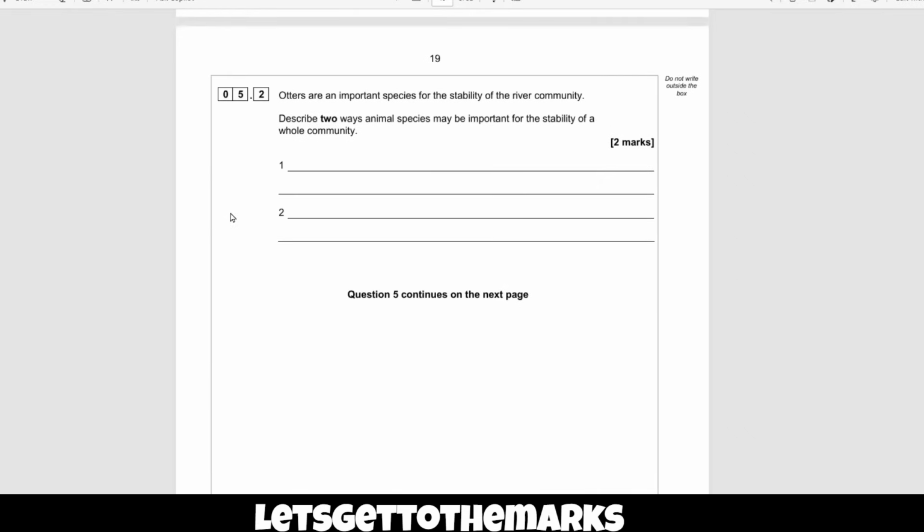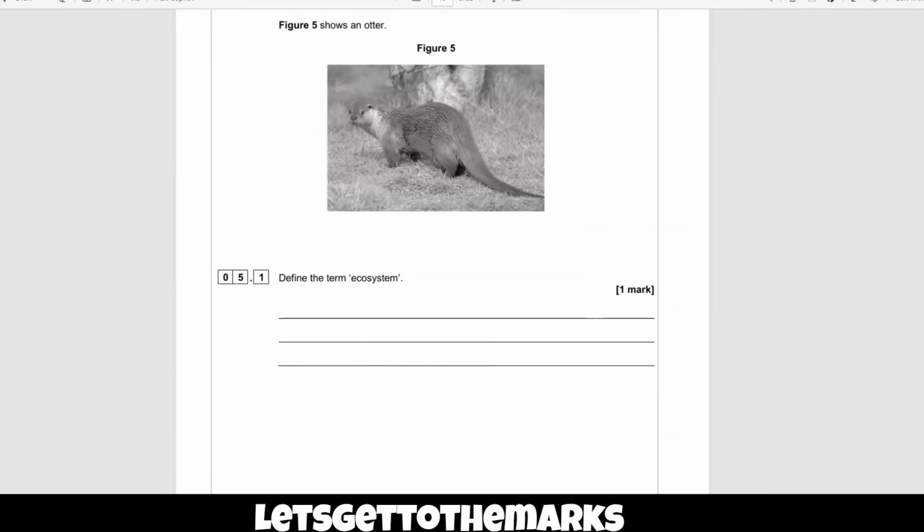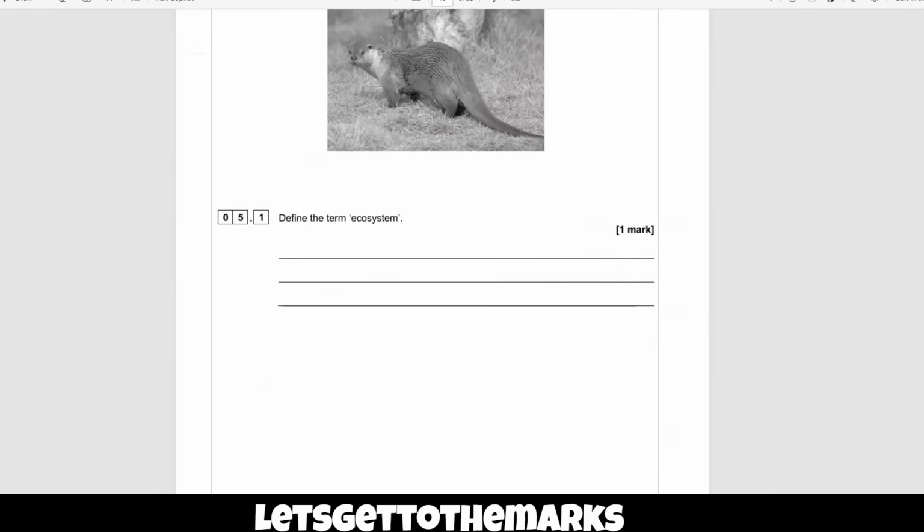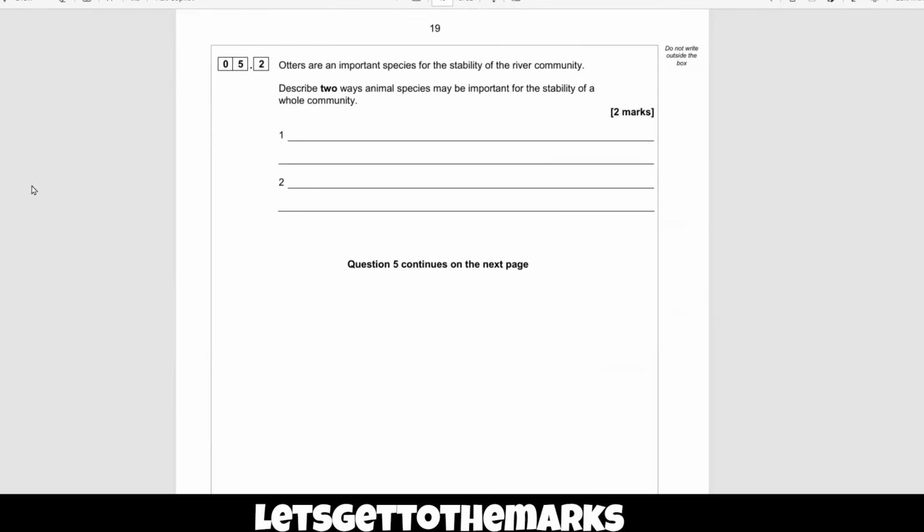5.2. Otters are important species for the stability of the river community. Describe two ways the animal species may be important for the stability of the whole community. So, why might otters be important for the stability of the whole community? It just shows an otter. So, this is a difficult question. You have to know your conservation stuff.